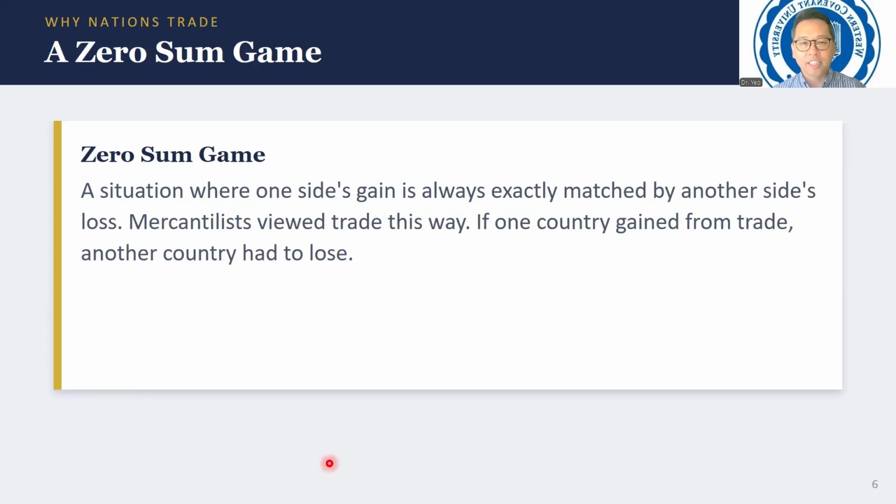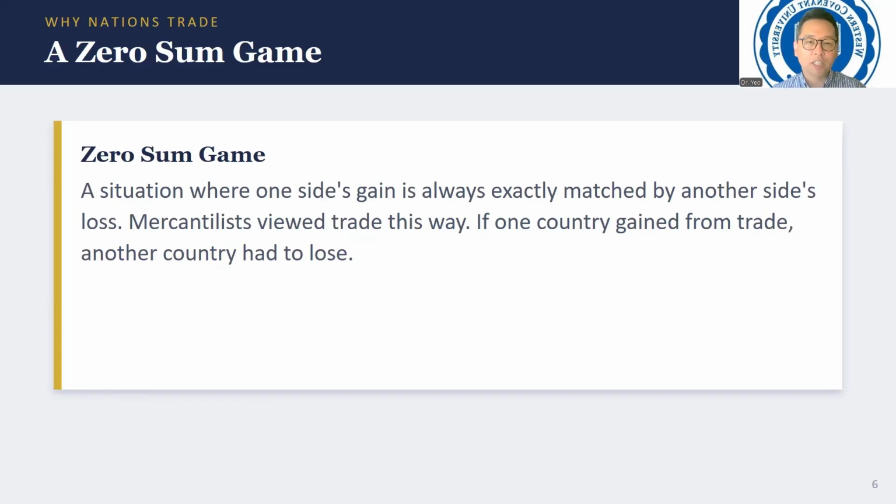One key idea inside mercantilism is the zero-sum game. A zero-sum game is a situation where one side's gain always equals another side's loss. If one earns money from export, then the other side always loses by importing that. So it's a zero-sum. Think of it like slicing a pizza. If I take a bigger slice, you're forced to take a smaller one. Mercantilists viewed international trade exactly this way. If one country was winning through trade, they believed another country had to be losing.